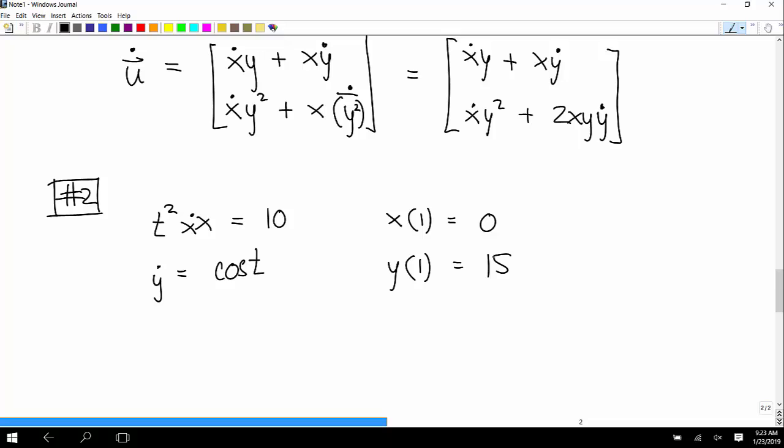For a system of differential equations, what matters to us is that they're uncoupled. So we wouldn't be able to do this if there were y's in this equation or x's in this equation. Since all the dependent variables stay in their own equation, we can just solve them as two separate things. So it's really two different problems.